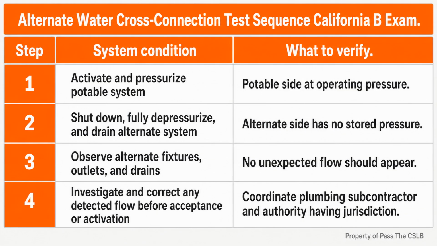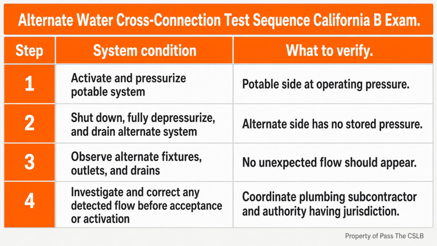The sequence table shows the logic. Pressurize the potable system, depressurize and drain the alternate system. Observe the alternate side for unexpected flow. Any flow requires investigation and correction before the system is accepted or activated.